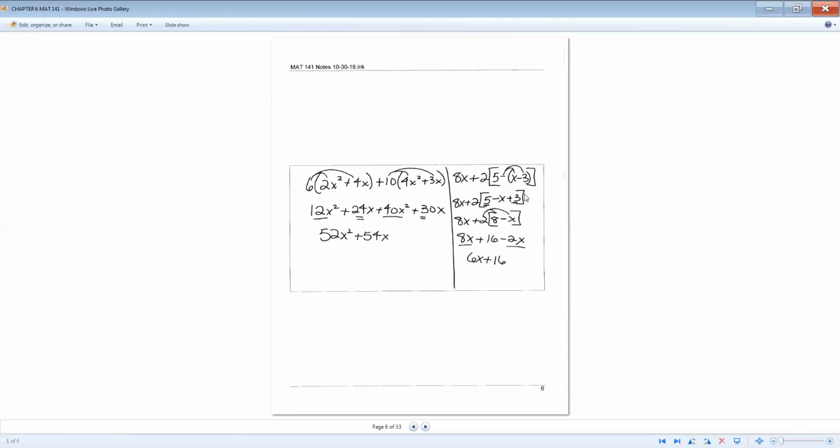And then I can remove the parentheses. Now inside of my brackets, I can combine my 5 and 3. So that'll be 8. So that's 8 minus x inside of the bracket. Now I can distribute that too. 2 times 8 is 16. 2 times negative x is negative 2x. Now combine your like terms with the 8x and the negative 2x, which would be 6x. So that'll be a final answer of 6x plus 16.